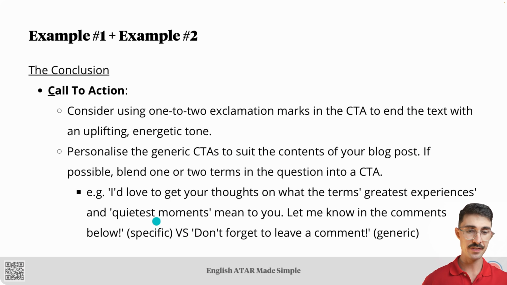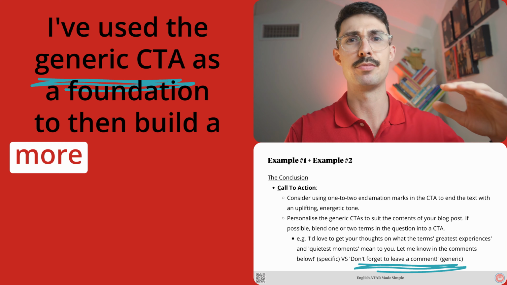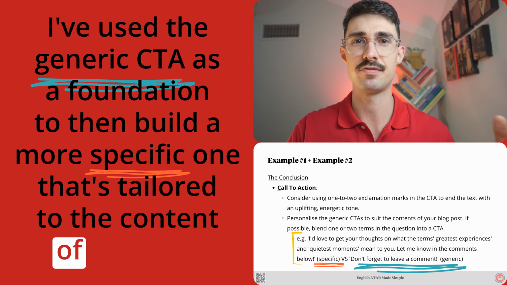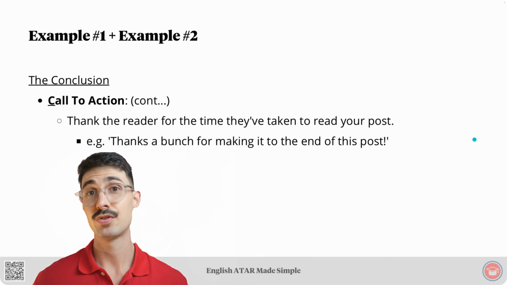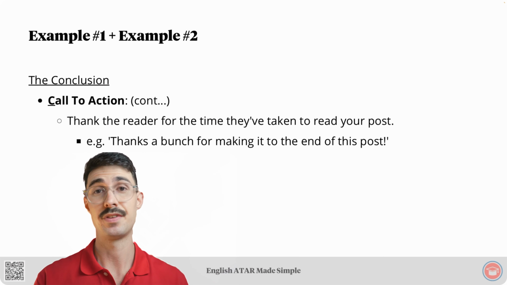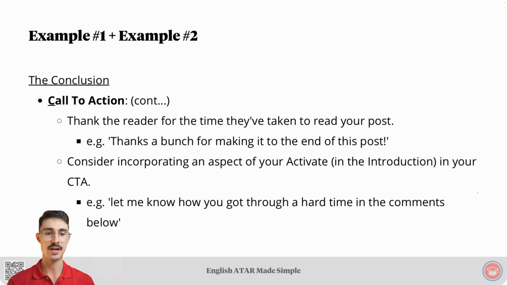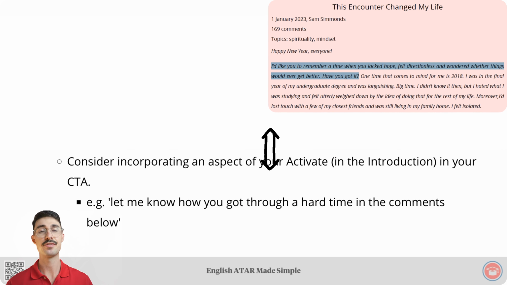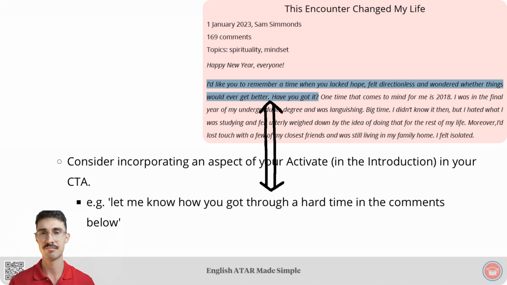That is a specific version of the generic, don't forget to leave a comment. I've used the generic CTA as a foundation to then build a more specific one that's tailored to the content of my post. Another point, thank the reader for the time they've taken to read your post. For example, thanks a bunch for making it to the end of this post. One more key takeaway, consider incorporating an aspect of your activate in the introduction in your CTA. Example, let me know how you got through a hard time in the comments below. In the introduction for this example, I said, I'd like you to recall a time where you were feeling shitty.